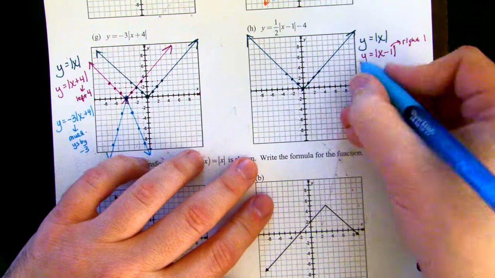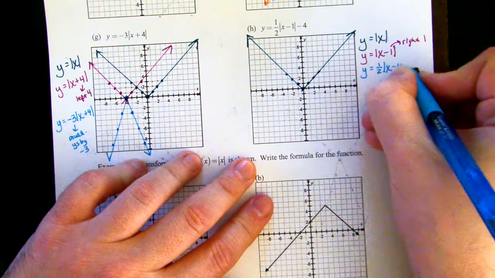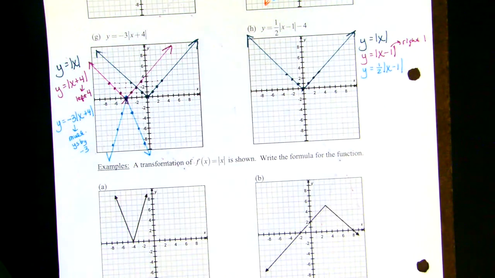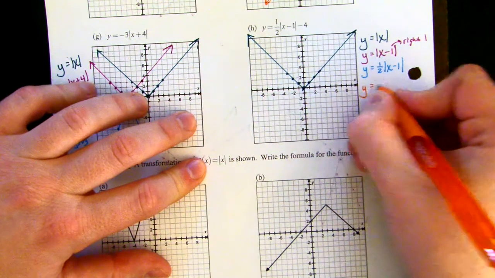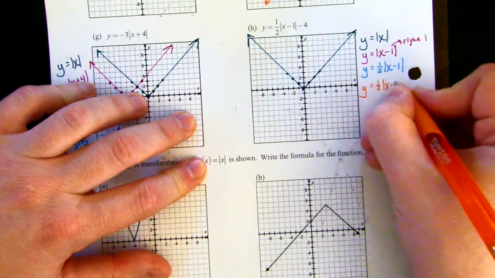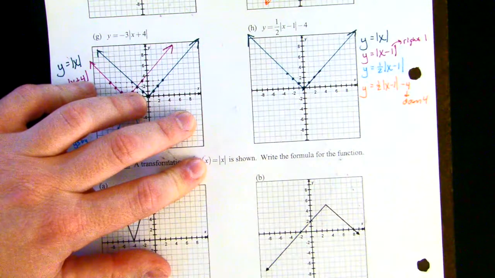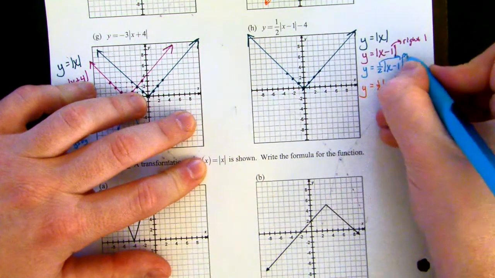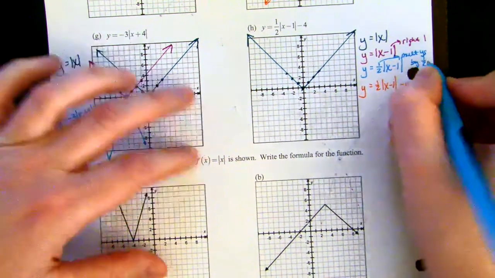We'll have to deal with that 1/2 up front. We're going to need to multiply our y values by 1/2. So y equals 1/2 times the absolute value of x minus 1. Finally, what do we have to do? We'll deal with the minus 4, which means we're going to go down 4. I should have labeled this as multiply the y's by 1/2. See what you can do here.